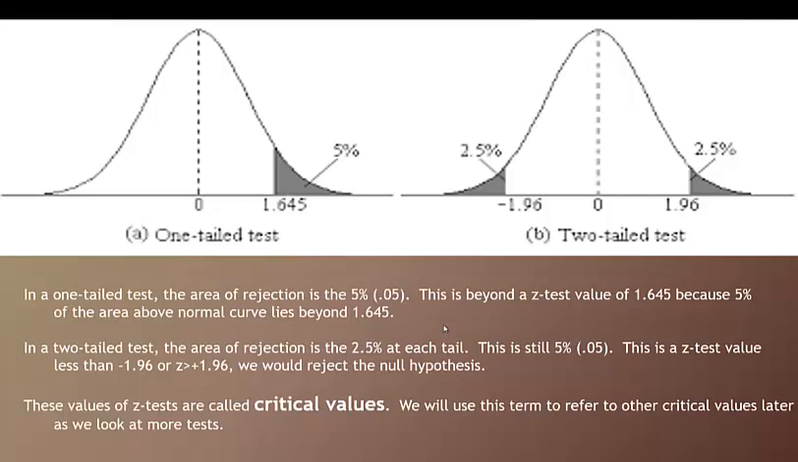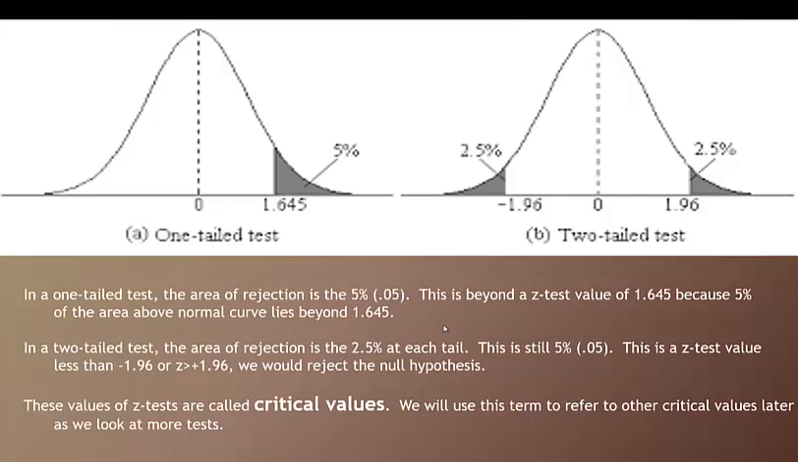So the z-test critical values are right here. Okay, the 5% one-tailed z-test critical value is 1.645. The 5% z-test critical value for a two-tailed test is 1.96 and negative 1.96. And generally this is expressed as the absolute value of z, so that you don't have to worry about the plus or minus 1.96.